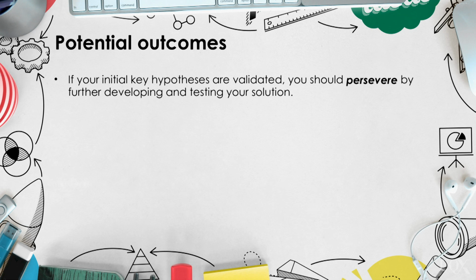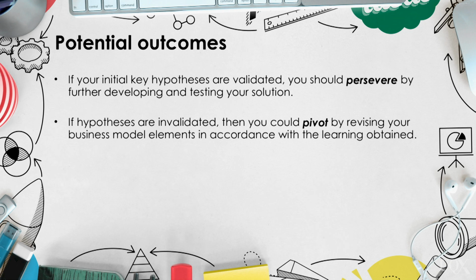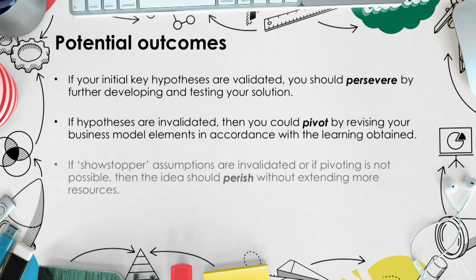First, if your initial key hypotheses are validated, you should persevere by further developing and testing your solution. Second, if hypotheses are invalidated, then you could pivot by revising your business model elements in accordance with the learning obtained. Third, if showstopper assumptions are invalidated, or if pivoting is not possible, then the idea should perish without extending more resources.